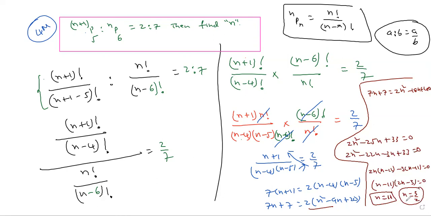So 3 by 2 not possible. N should be positive and an integer. 3 by 2 not possible. Therefore, final answer for this question is n equal to 11. Okay, so like this, this model is very important. Procedure.